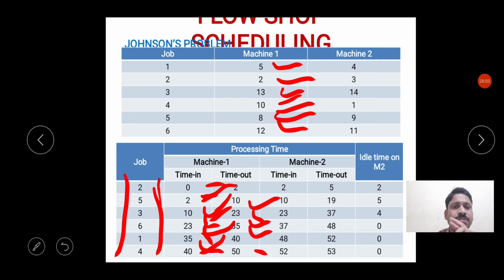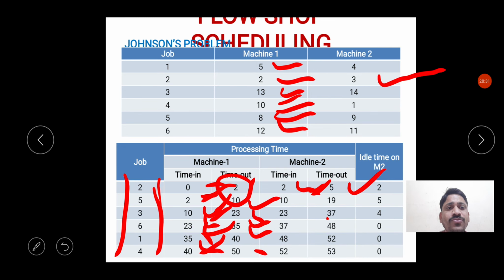The sequence is the same, 253614, right? So when can we start job 2, the first job, on machine 2? It finishes on machine 1 at 2 hours. So at 2 hours we can start it, and job 2 on machine 2 is for 3 hours. So it finishes at 5 hours. Immediately we cannot start at 5 hours because job 5 finishes on machine 1 at 10 hours. So we can start it at 10 only. So 10 hours plus job 5 on machine 2, which is for 9 hours. So 10 plus 9 is 19.